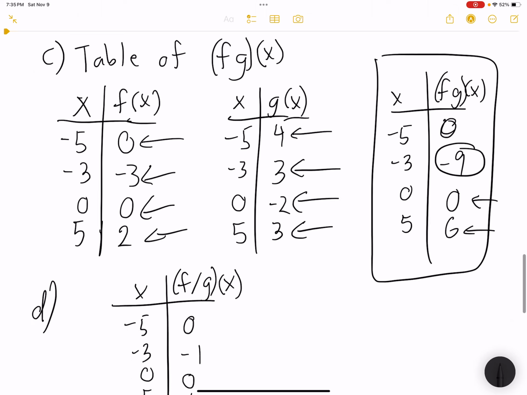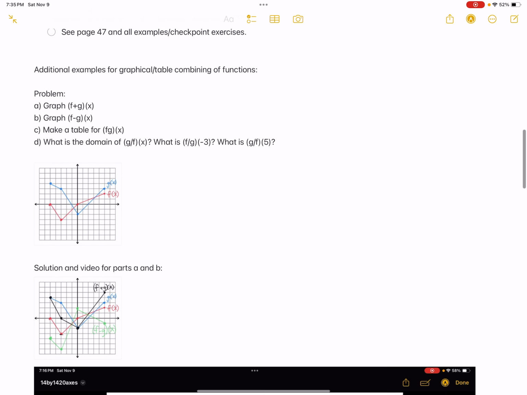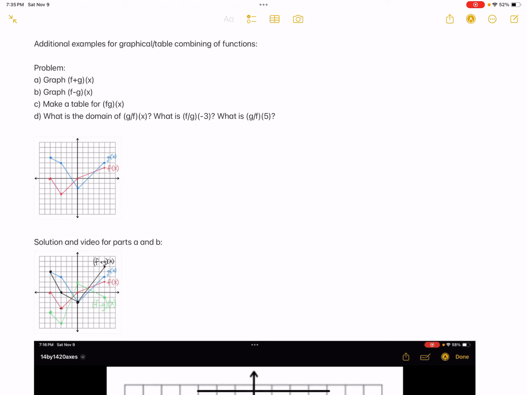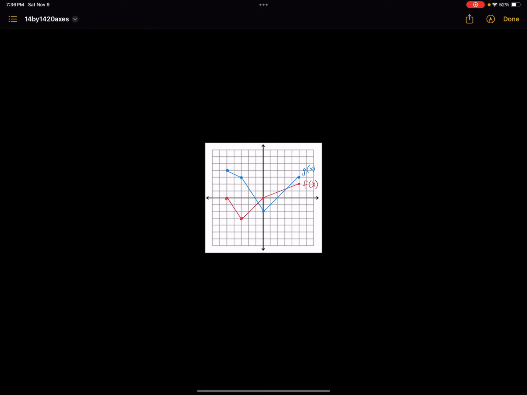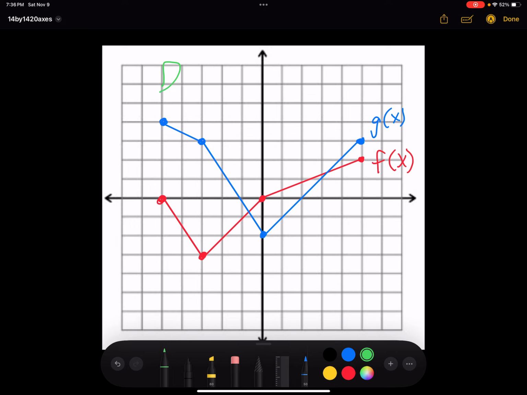For the f divided by g, there are some questions that you could answer on this. What is the domain of g divided by f of x? Well, all we need is for g divided by f to include these numbers where there's a domain for g and f. That would be everything from -5 to 5. So we're looking for the domain of -5 to 5. That's everything in this green zone. Everything in that green zone there would count as part of g divided by f.